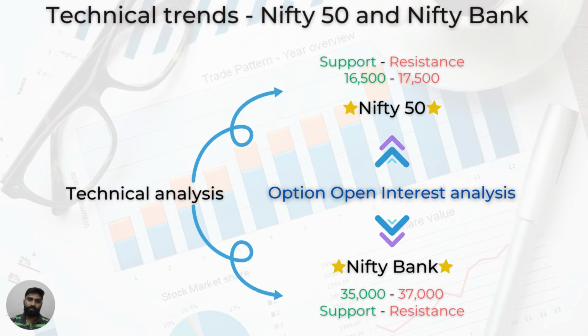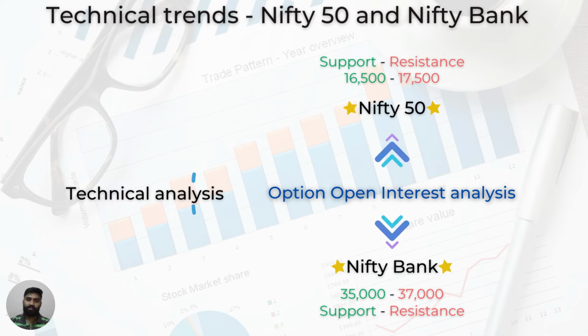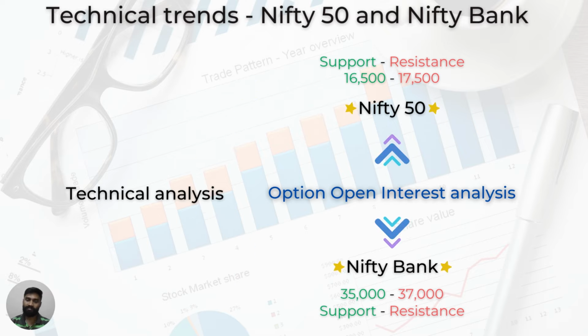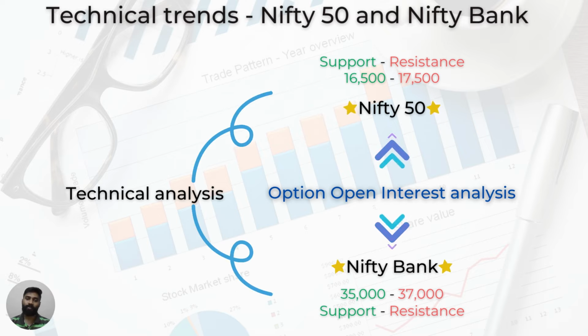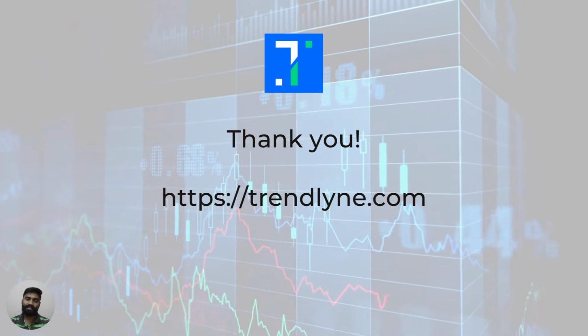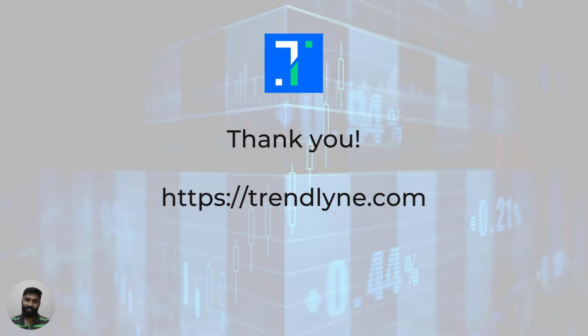So to sum it up, we found the probable support and resistance zones for the Nifty 50 at 16,500 to 17,500, and for the Nifty Bank at around 35,000 to 37,000, with the help of open interest analysis through the option chain data. So these were the interesting technical trends in the stock markets this week.